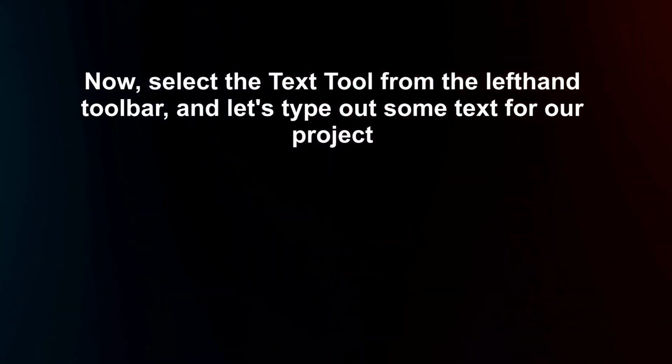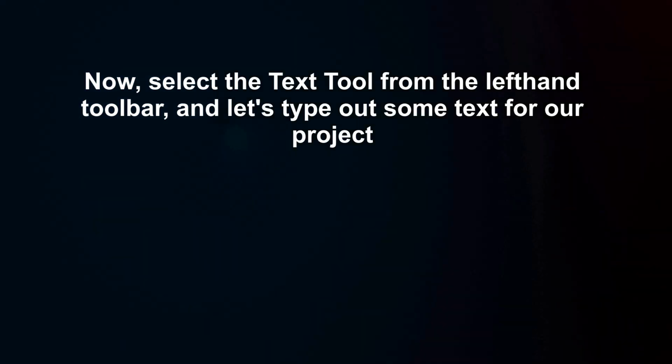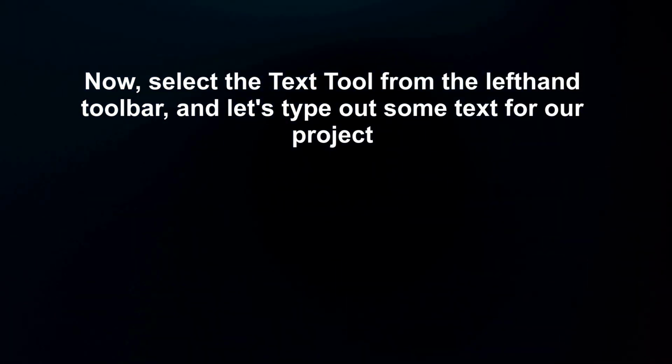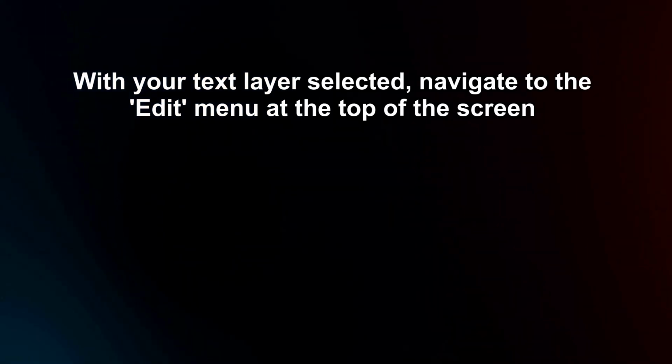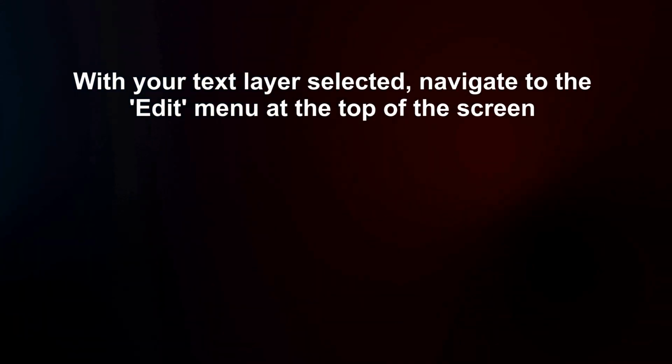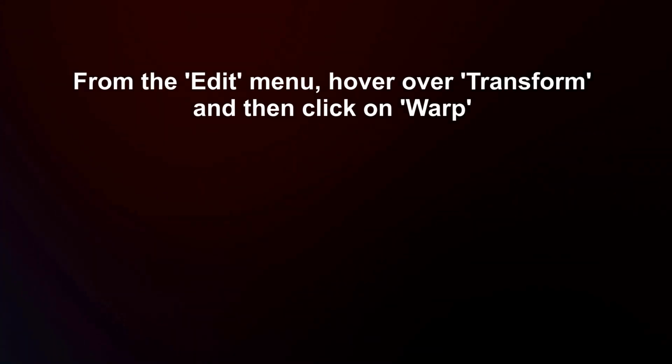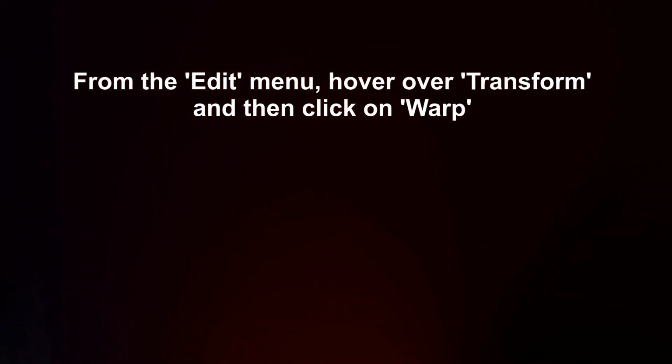Now, select the text tool from the left-hand toolbar. And let's type out some text for our project. With your text layer selected, navigate to the Edit menu at the top of the screen. From the Edit menu, hover over Transform and then click on Warp.